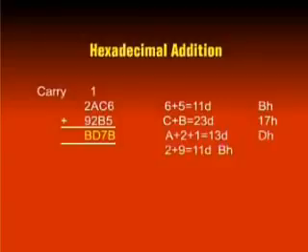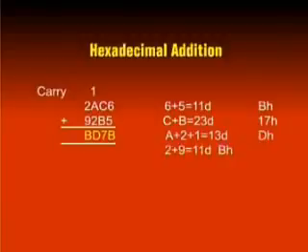Consider the two hexadecimal numbers 2AC6 and the number 92B5. Let's start by adding the two least significant hexadecimal digits, 6 and 5. The result is 11 in decimal. How do you represent 11 in hexadecimal? It is equivalent to B. So no carry is generated in this particular case.